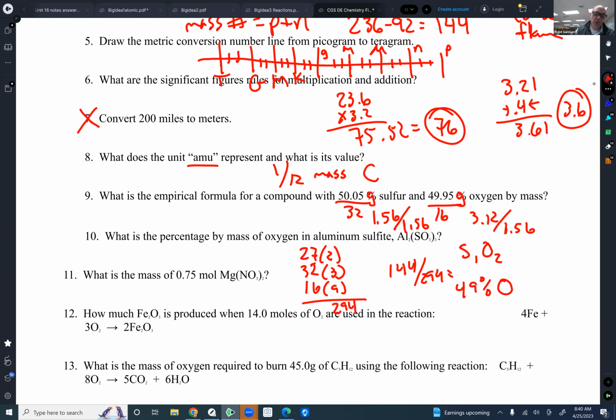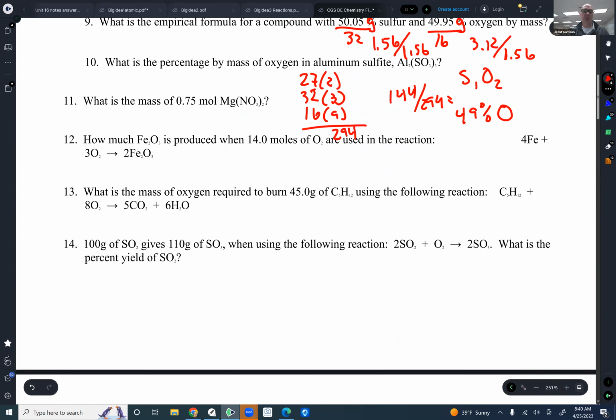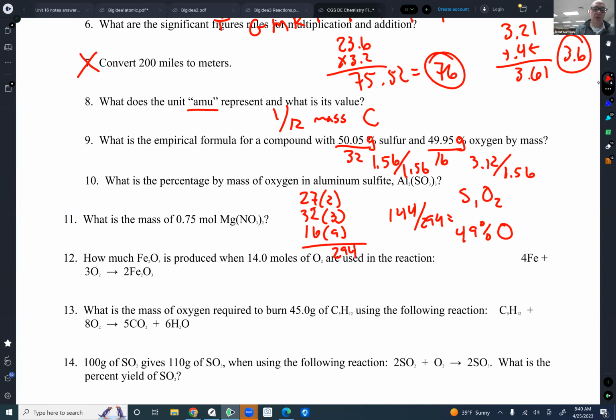All right, number 11, mole map. Convert grams into moles, or is it convert moles into grams? Moles into grams. So in the mole map, you are going to multiply by the mass of that compound. Magnesium weighs 24, nitrogens each weigh 14, and there are 6 oxygens. That's 148 times 0.75, and you get 111.